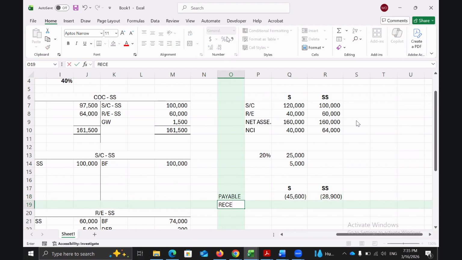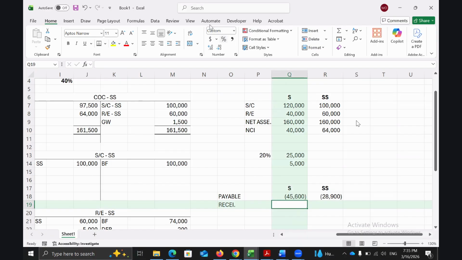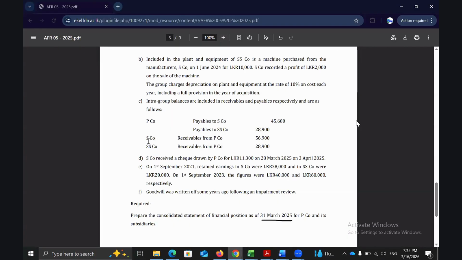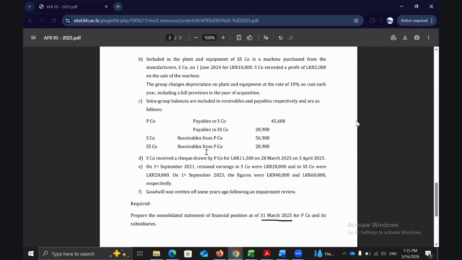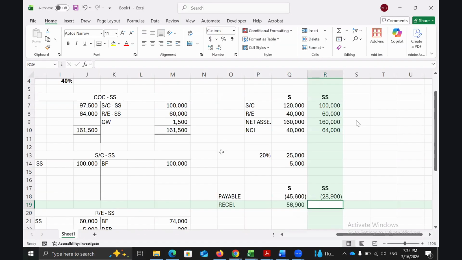Then when it comes to receivables, S has identified a receivable balance of 56,900 from the parent, and SS has identified a receivable balance of 28,900.